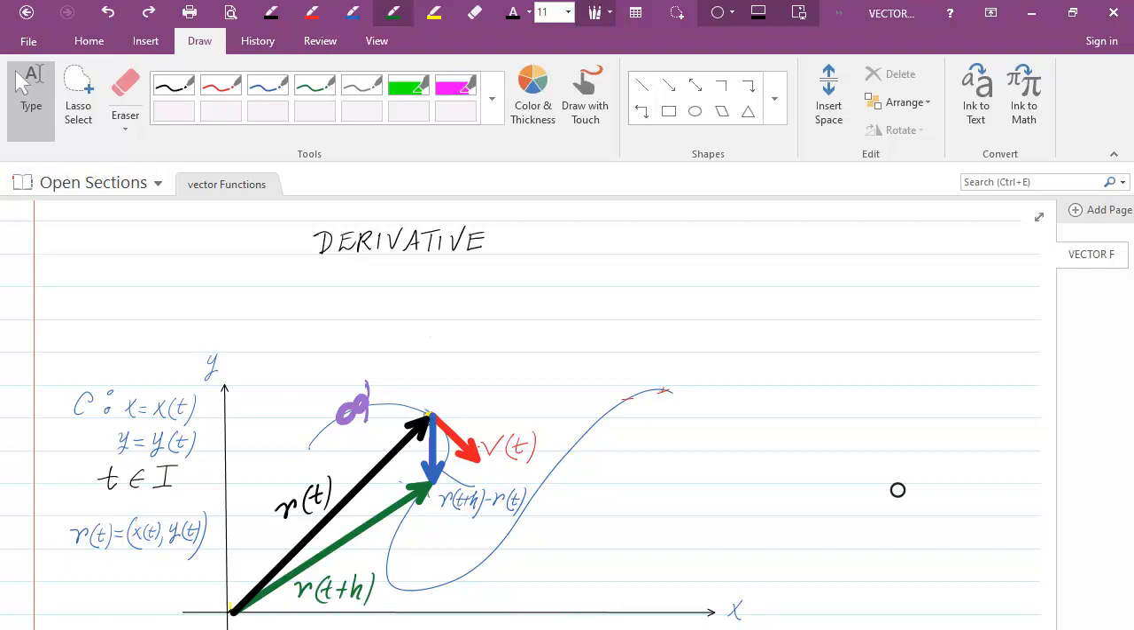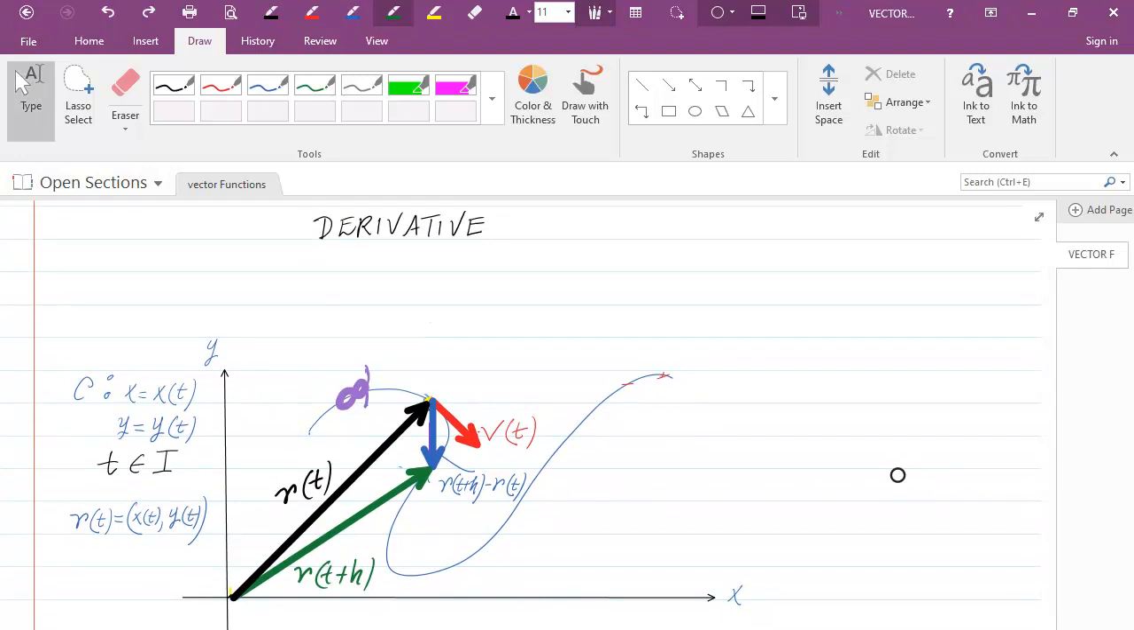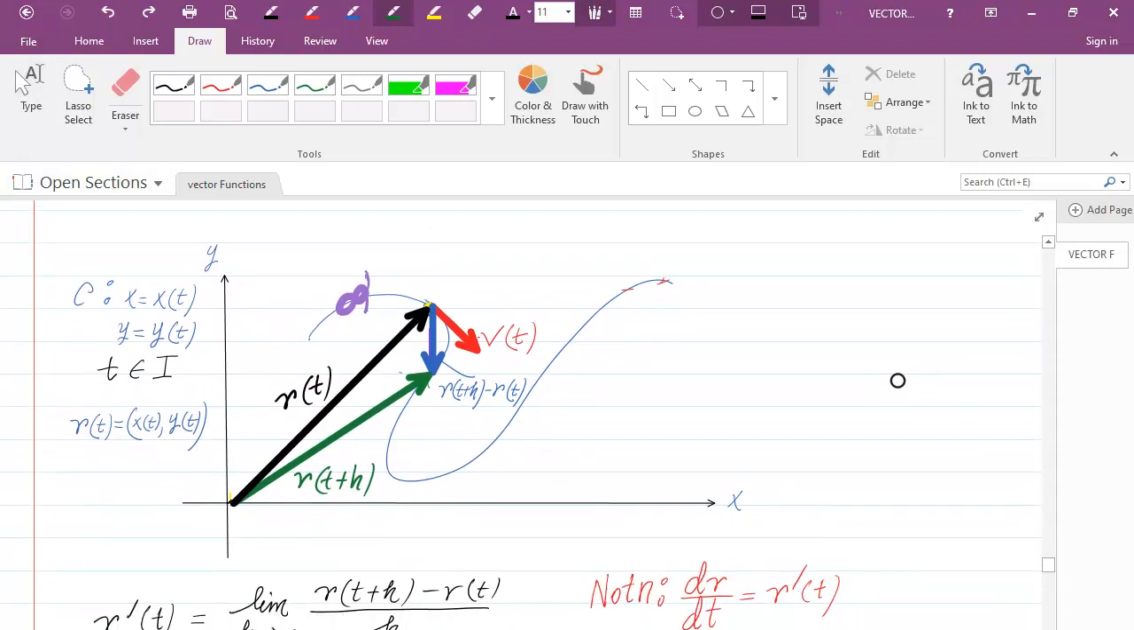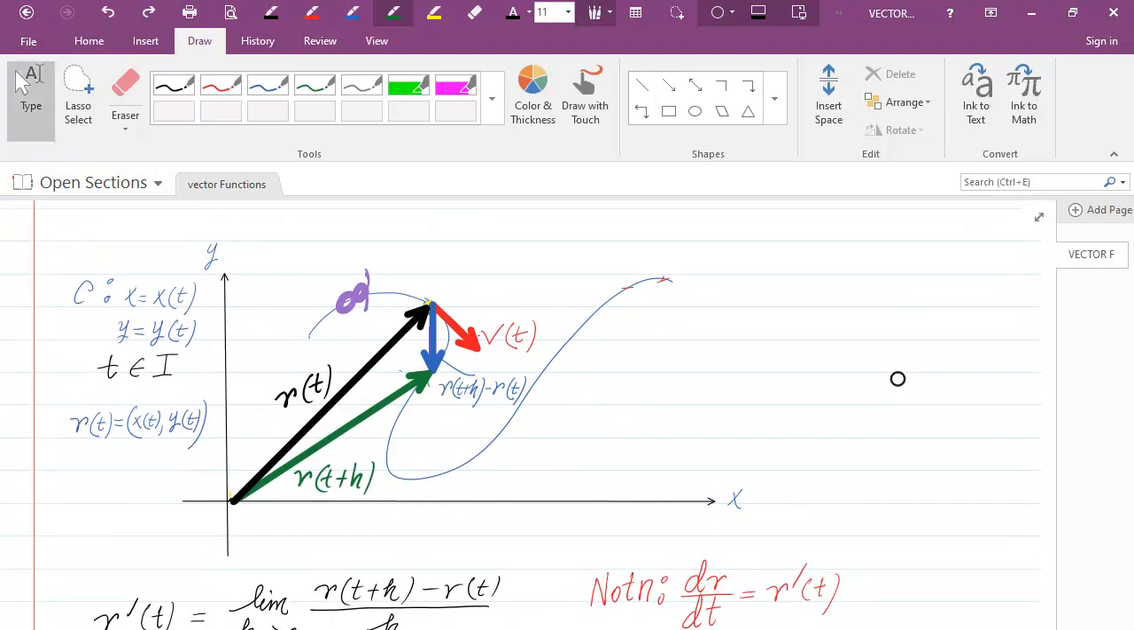In this video, we will be looking at the derivative of a vector function. So let's say that we have a curve C that is parameterized by the vector function r of t with components x of t and y of t. And we want to define the derivative of this vector function.